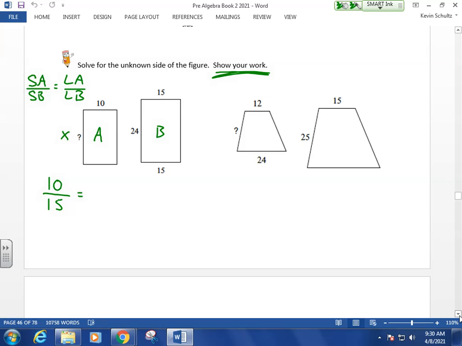And that's equal to the long side of A over the long side of B. The long side of A, that's what we're trying to find, right? So that's our variable, which we'll call X. And the long side of B, that's going to be 24. Right? That's one possible proportion you could set up if we use method 1. Short A over short B equals long A over long B. Right? Using cross products to solve here, what would we do to do that? How do we use cross products to solve here? The cross products method.